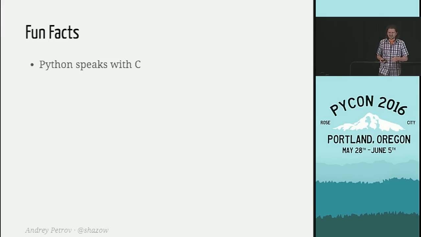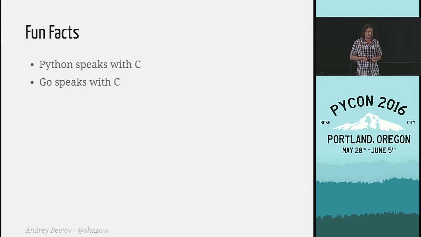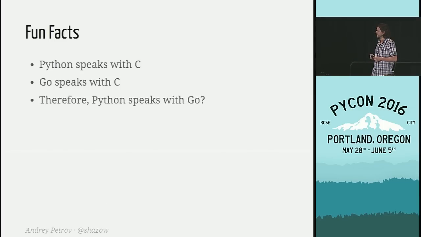So as many of you probably know, Python can speak with C. A lot of the modules you install from pip, like lxml and things like that, come with C that is optimized, and it builds on install, or it comes pre-built for you. And Go speaks with C. In fact, it makes it even easier for you to speak with C. I'll show you some examples in a moment. So therefore, Python speaks with Go, right?